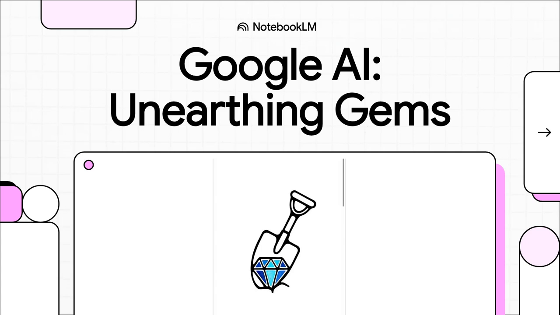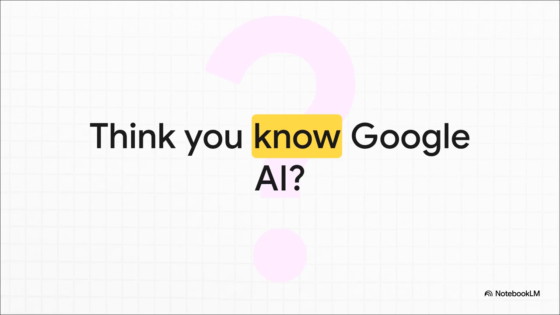Welcome to The Explainer. Today, we're going on a treasure hunt, and our goal is to uncover some incredibly powerful Google AI features that most people, well, they just never find. So, you probably think you have a handle on Google's AI, right? You use it for a quick question here, drafting an email there. But what if I told you that's barely scratching the surface? If you think it's just a chatbot, you are seriously missing out on its real power.